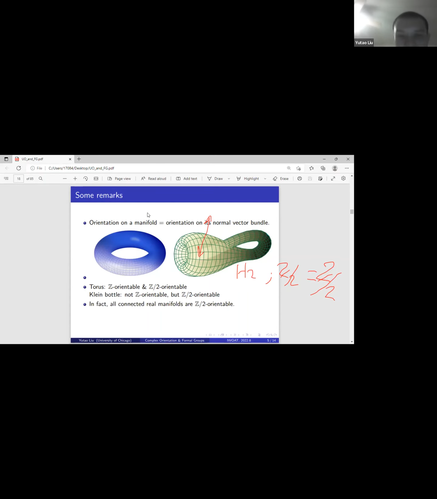In fact, if you consider all the closed connected real manifolds, they will always be Z/2 oriented. So this motivates the idea to say the cohomology theory with coefficient Z/2 itself is orientable, instead of saying any single manifold or any single vector bundle is orientable. So this gives us the initial idea to define an orientation on a general cohomology theory.